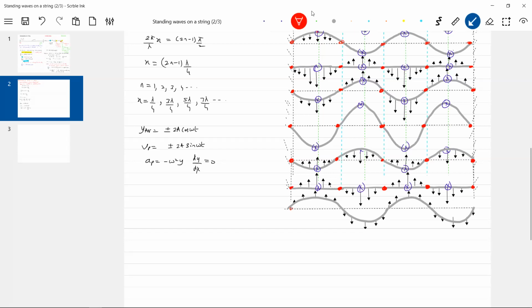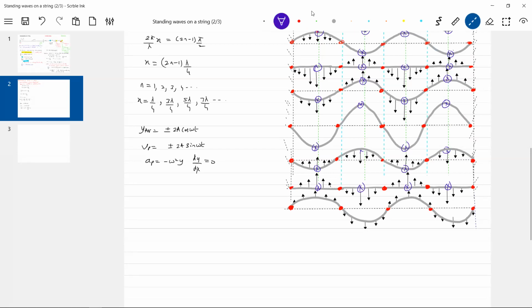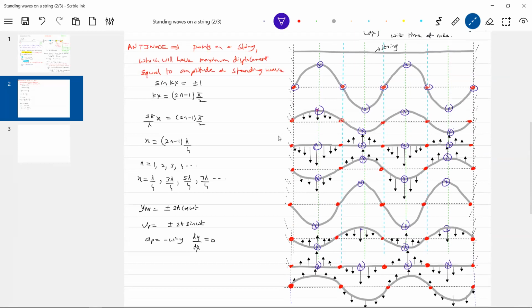Okay, let me get into the explanation part. It took more time. This is what happens to that particular string. You can try this at home. You take one string, connect it between two walls and try to vibrate. Then we get the shape of the rope like this.